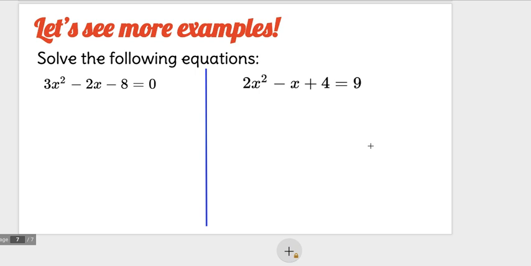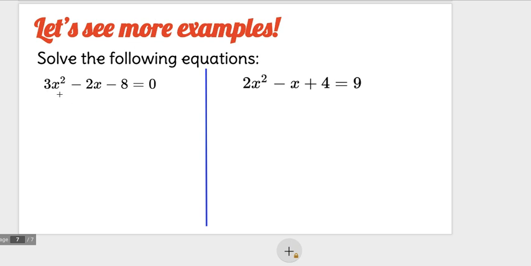So I'm going to quickly review this method with you again. As I mentioned, I suggest you pause the video. If you haven't solved these two equations, you can solve them on your own and then compare your solution with mine.